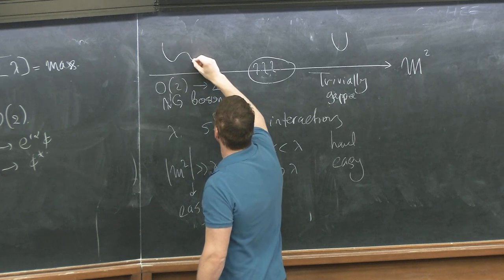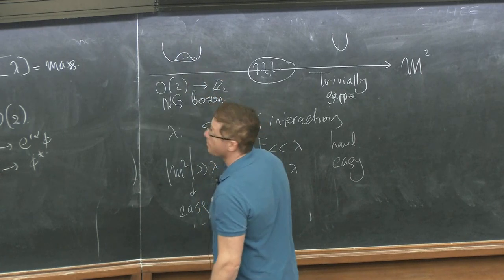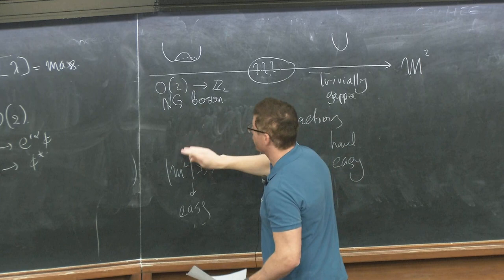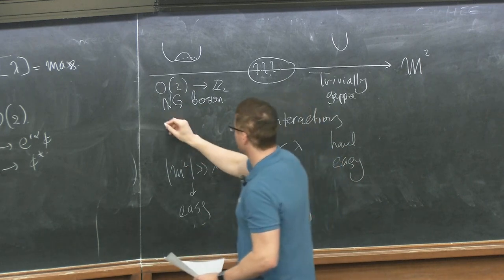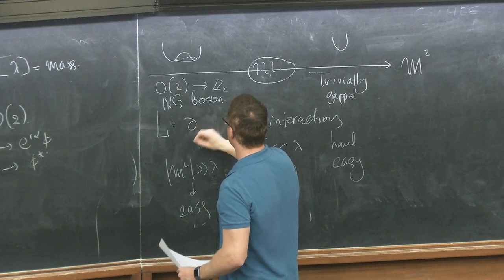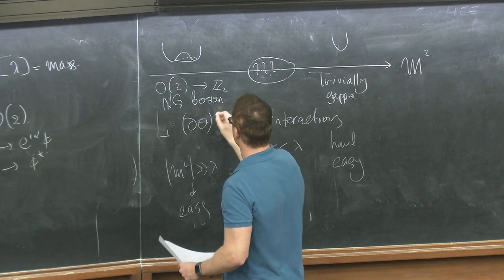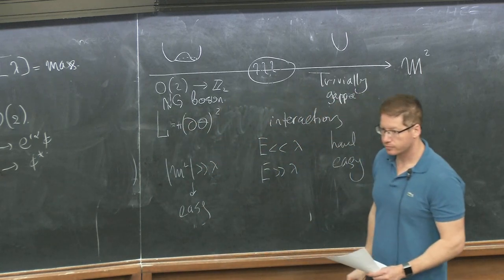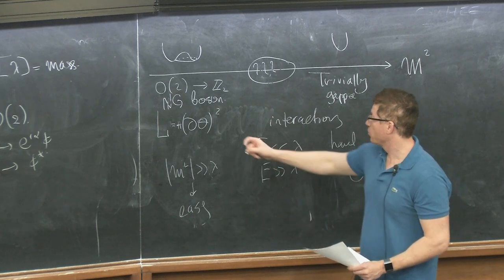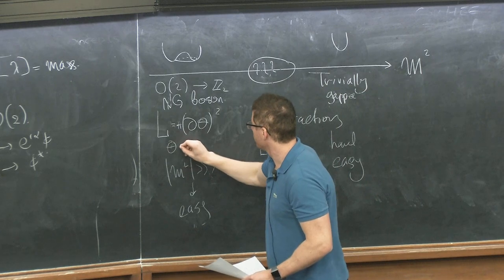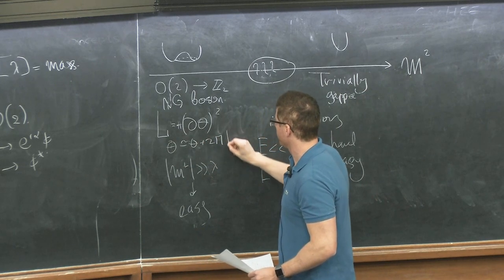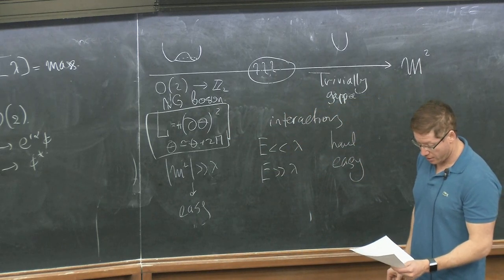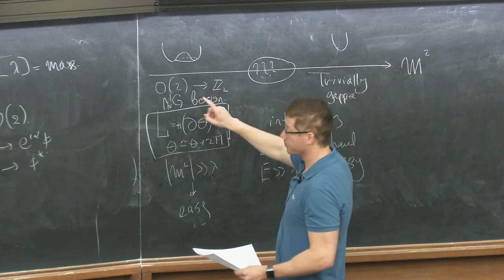And so this is the picture. We have this Mexican hat kind of picture. And we can write the effective Lagrangian in this phase easily. The effective Lagrangian is just that of a single Nambu-Goldstone boson. So the Lagrangian is just, let's call the angle theta, the derivative of theta squared up to some coefficient. Okay, where theta is the Nambu-Goldstone boson. It's a compact phase. Target space, which is isomorphic to S1.